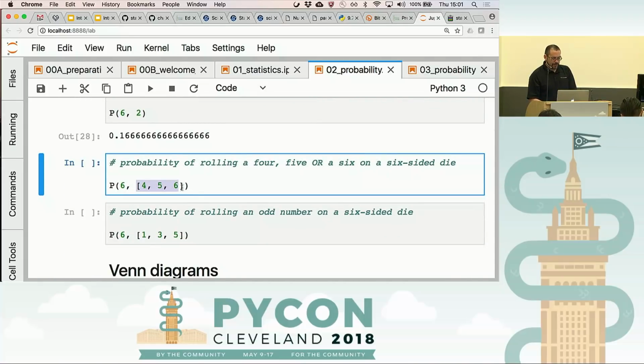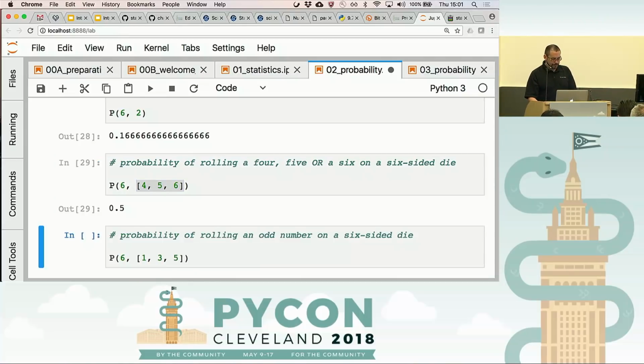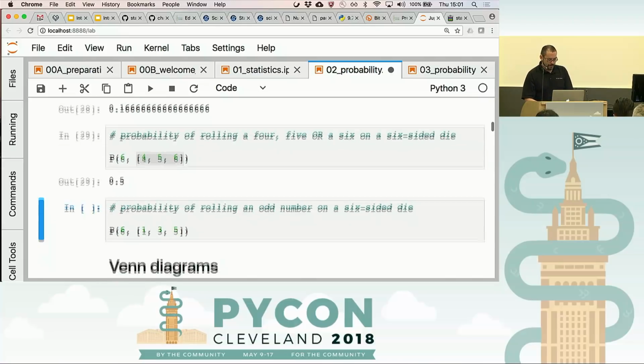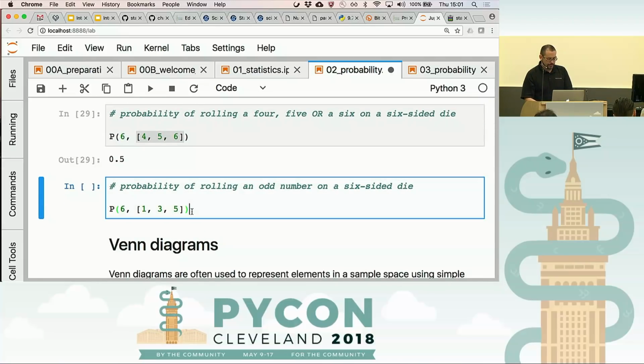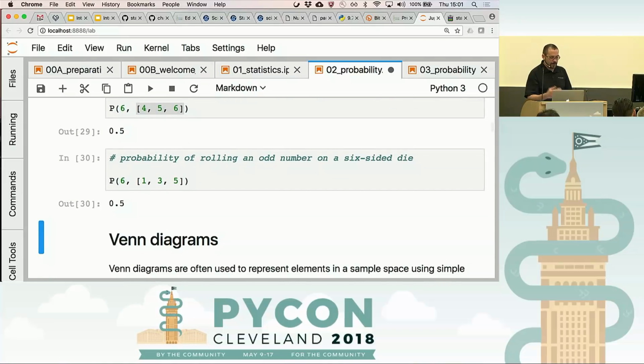On the other hand, if I'm curious, like what is the probability of getting a 4, 5, or a 6 out of a sample space with 6 items? That's 1/2. All right. If I'm looking for odd numbers on a 6-sided die, 1, 3, and 5. Again, I have a 50% chance of getting an odd number. Alrighty.